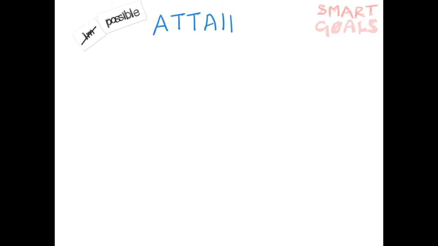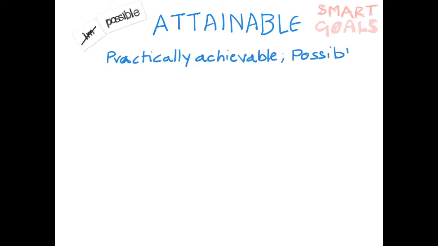That means practically achievable or possible. We should weigh our environmental conditions and what we can sacrifice in terms of achieving the goals. We should be very practical about it.